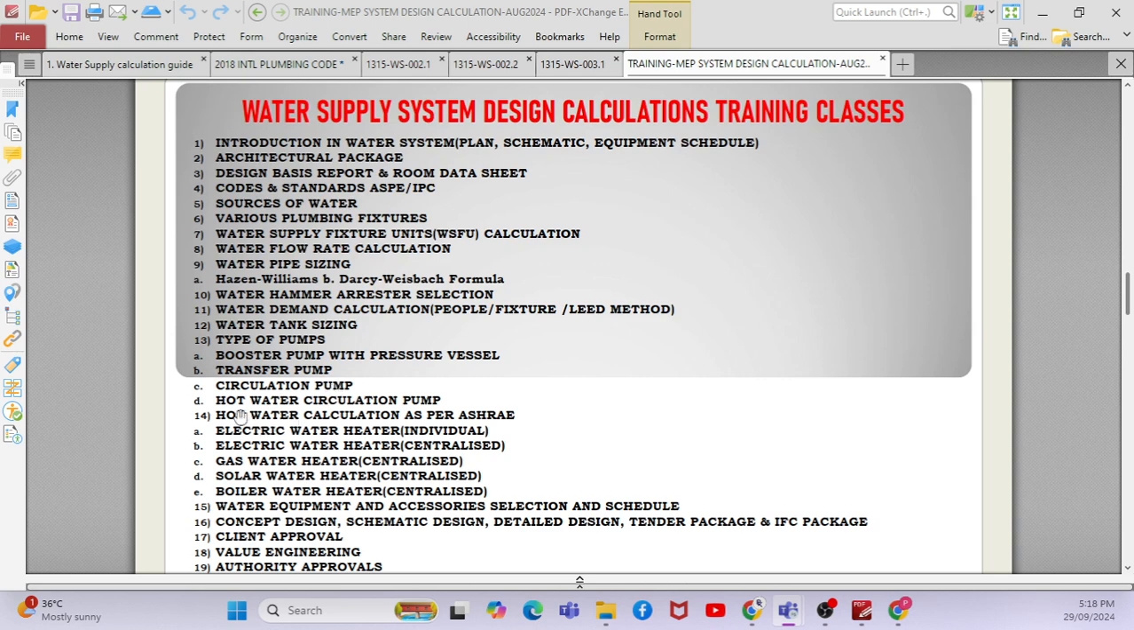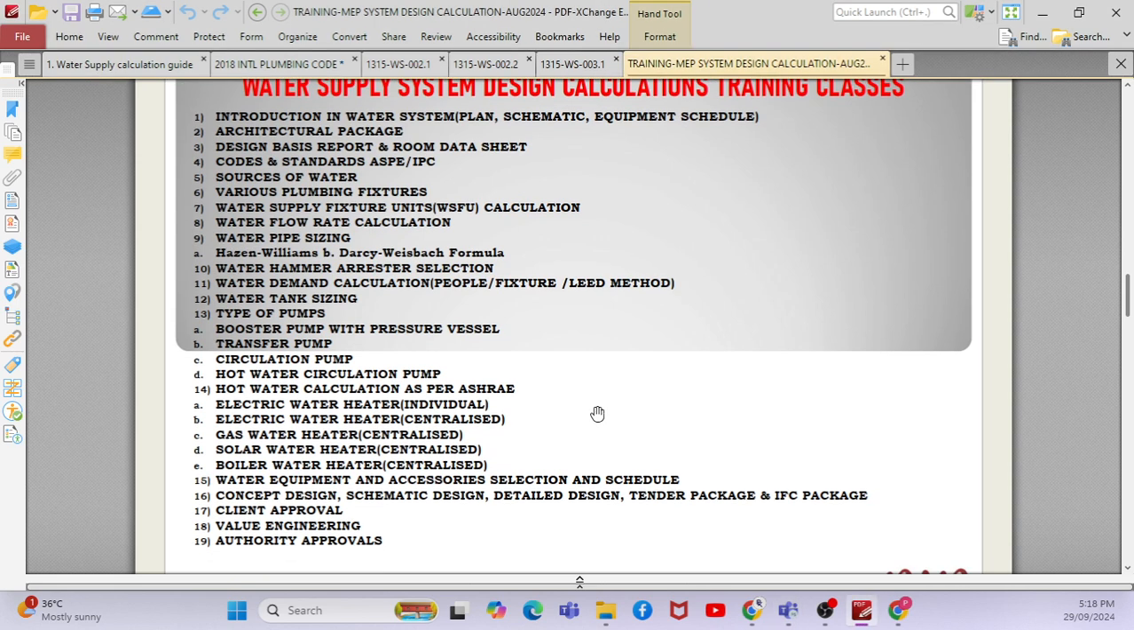Then we talked about the hot water circulation pump based on the ASHRAE standard, and why the circulation pump is required, what its purpose is, and how to calculate it, which we have seen. Then we talked about hot water calculation as per ASHRAE: how to calculate an electric water heater, a centralized electric water heater, a gas water heater, a solar water heater, and a boiler water heater. We talked about all the equipment.